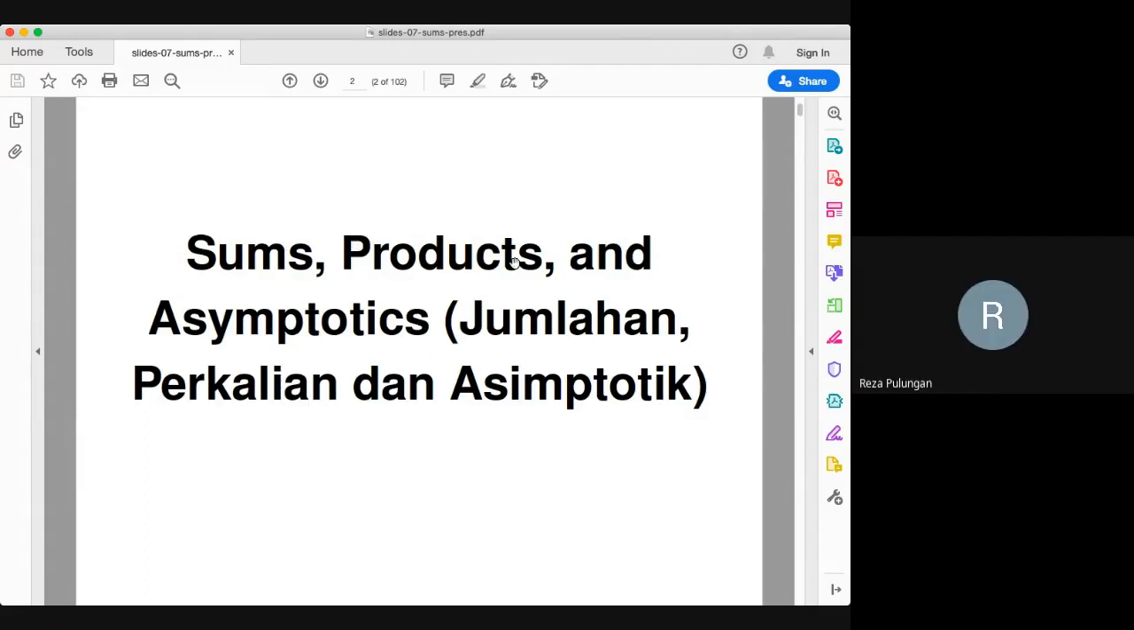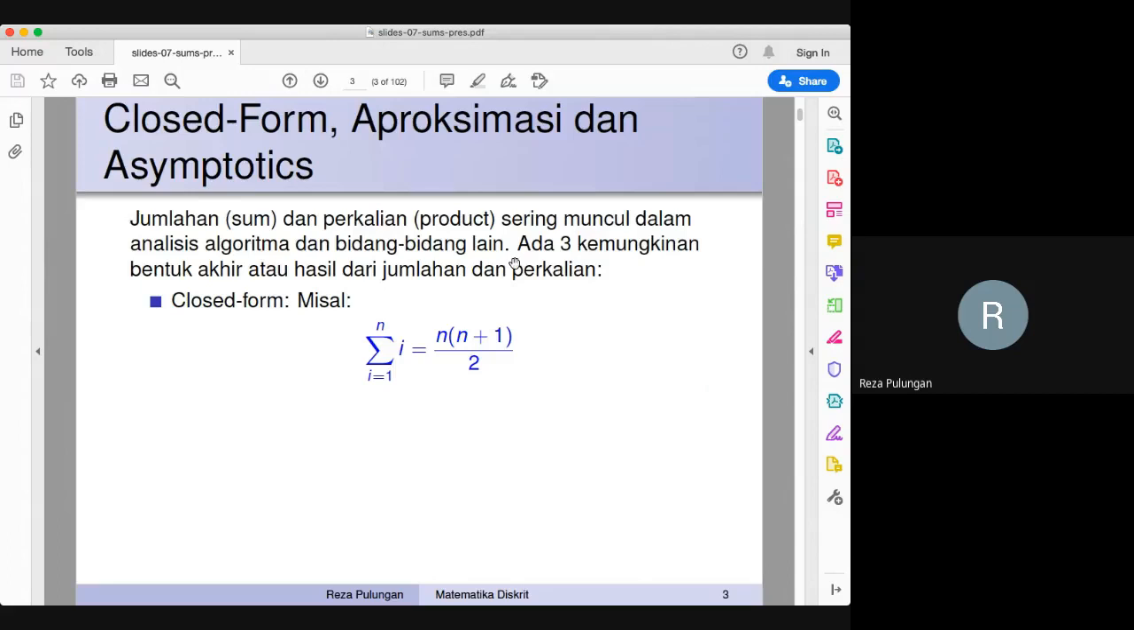We are going to talk about sums, products, and asymptotics. I just want to inform you that there will be many occasions later on, in many lectures and courses, in which you will need this, the most important among them being the analysis of algorithms. If you have a sum of products, then there are three possible final forms of this summation.